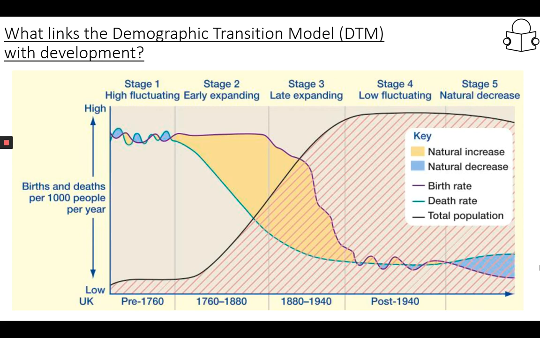Stage 2 is described as early expanding. Here we can see the birth rate remains high, but significantly the death rate is decreasing sharply, possibly due to things like better diets and better healthcare. This causes the total population line to increase. We can also see the space between the birth rate and the death rate line is shaded in orange, which represents a natural increase in population size.